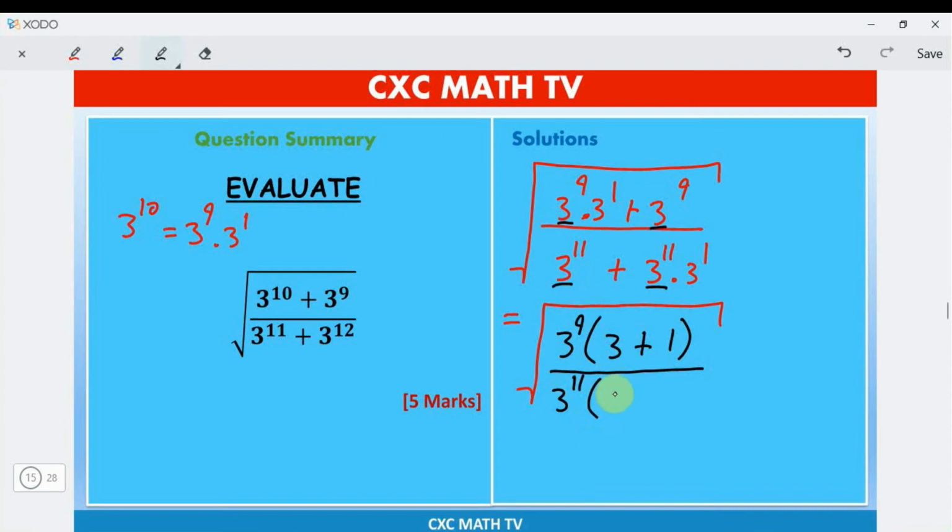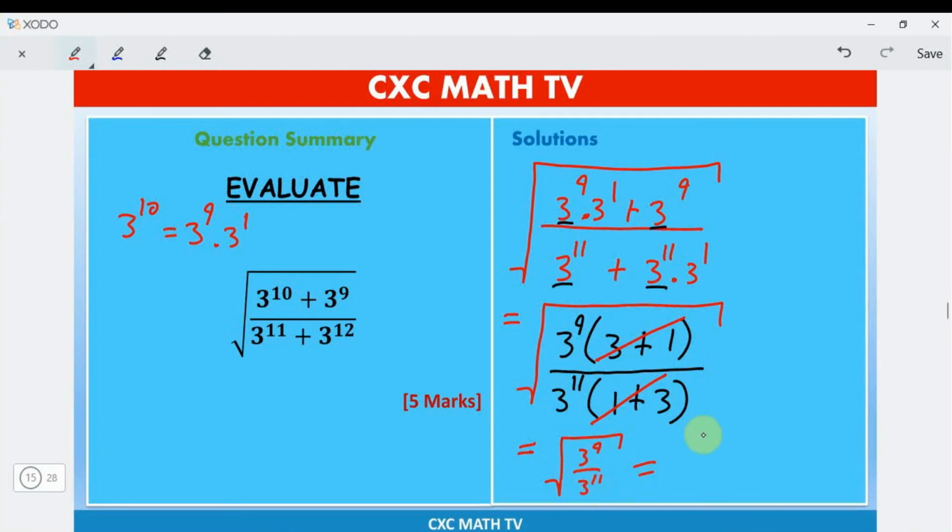Then we're left back with 1 plus 3. But then guess what? 1 plus 3 is 4. So this 3 plus 1 cancels this 3 plus 1. So we're left back with the square root of 3 to the 9 over 3 to the 11, which is just 3 to the 9 over 3 to the 11.